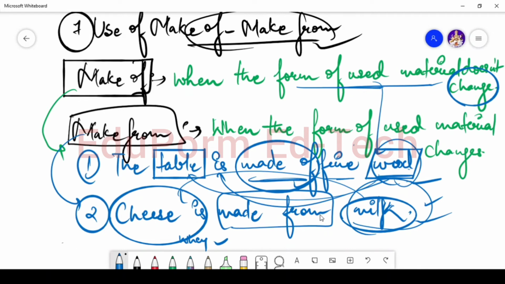So what is basically happening here is that the consistency of milk was completely different, and the consistency of cheese here is completely different. Okay. So in this case, in the second example, what just happened is that the form of used material changed. Okay, the form of used material changed.